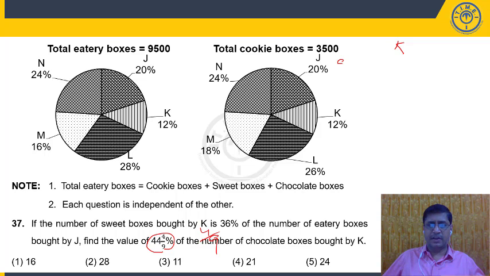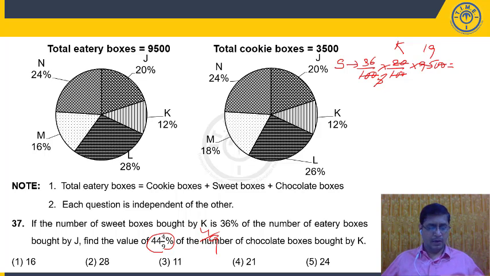36% sweet boxes here. I am taking S for sweet boxes. 36% of the eatery boxes bought by J. How many boxes did J buy here? 20%. So 20% means 20 by 100 into 9500. This is the number. What is the cancellation? 2 zeros cancel, and 20 goes exactly 5 times into 100, and 5 into 9500 here gives 19 times. So what is the product of these two values? It is 684.